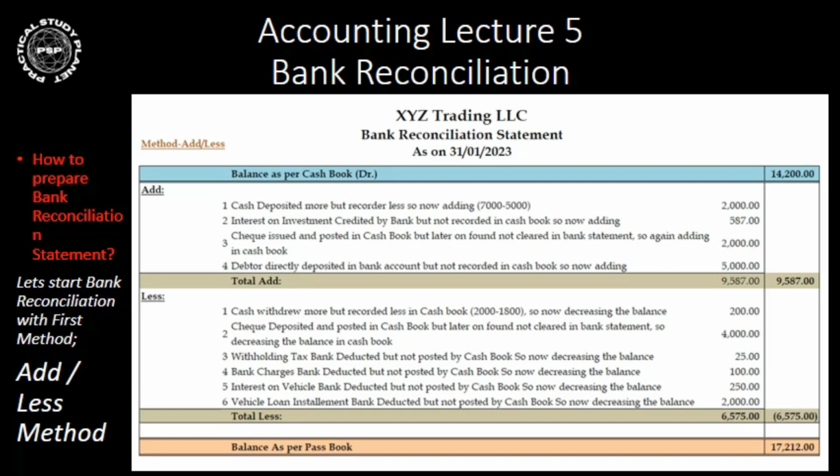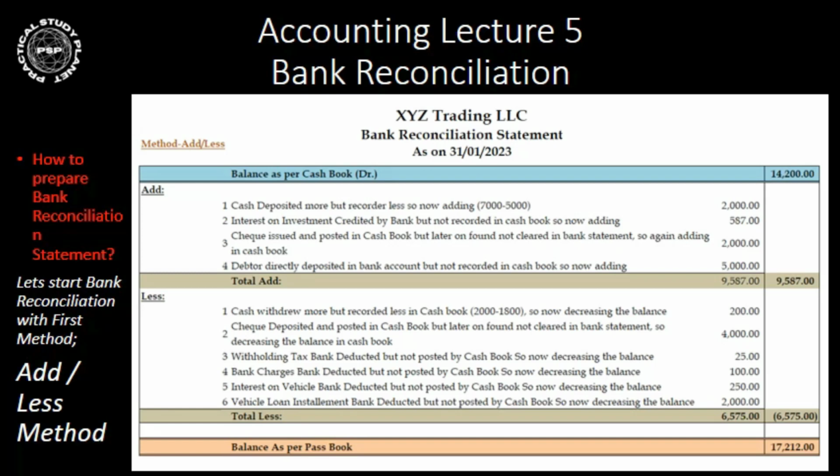Check deposited and posted in the cash book but later found not cleared in the bank statement, so decreasing the balance in the cash book, now 4,000. Withholding tax bank deducted but not posted by the cash book, so now decreasing the balance 25. Bank charges bank deducted but not posted by cash book, so now decreasing the balance 100.